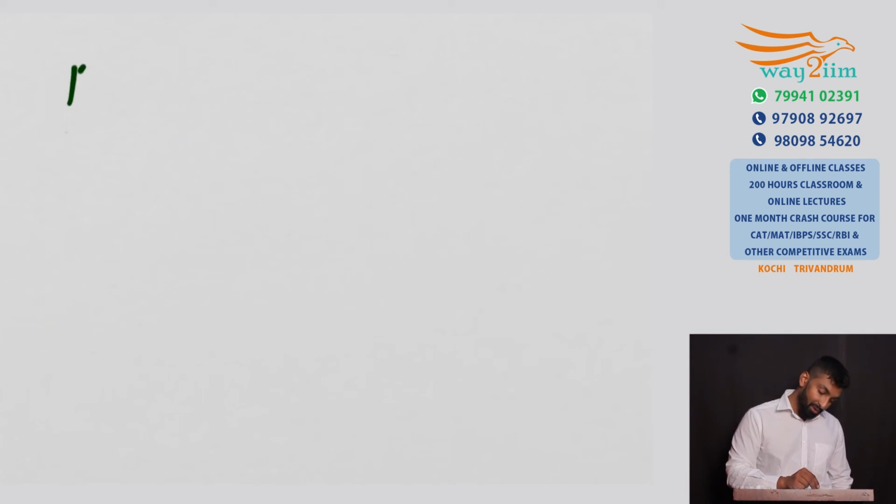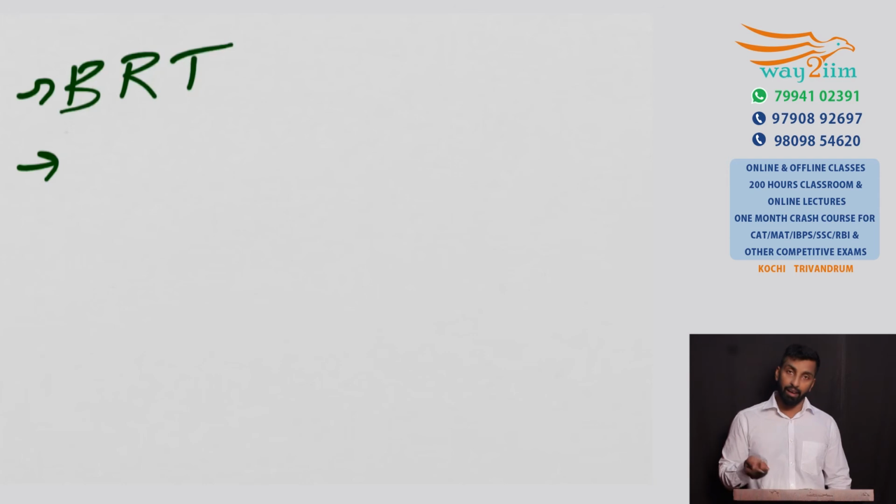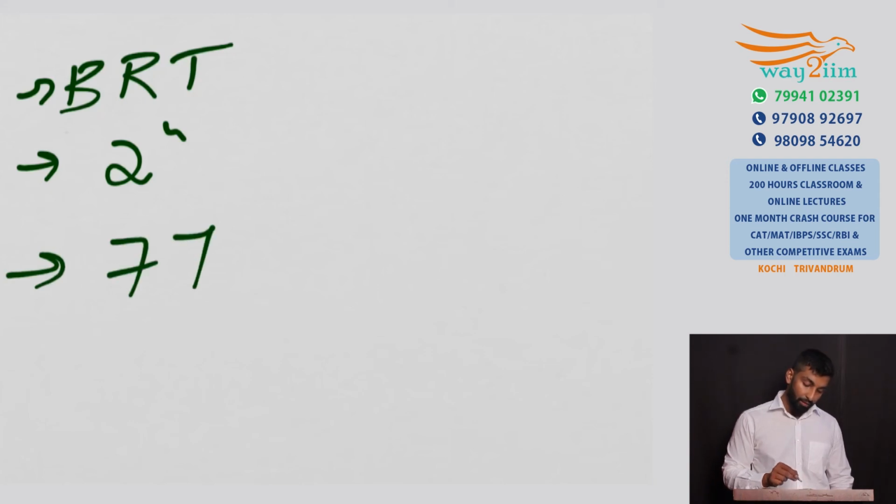So what we have done till now: basic remainder theorem. Then if the numerator is factorized, how to find the answer. 2 raised to n numbers we have seen, right? We have seen Fermat's theorem. I have also discussed the application of Euler's number in Fermat's theorem.